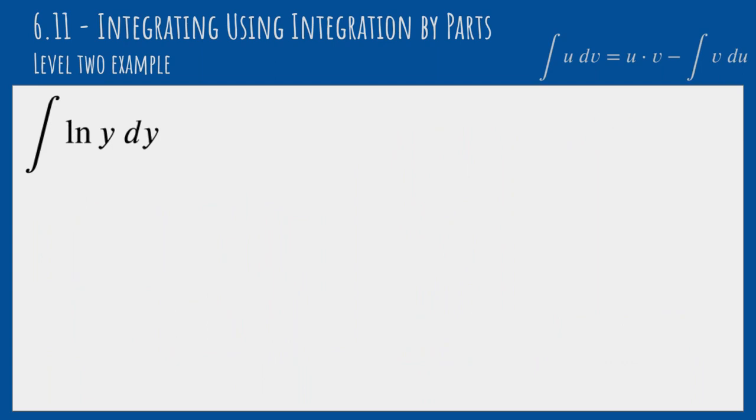Last one I want to do is the natural log. This is another antiderivative that we don't know. So I'm going to let u equal the natural log of y, and that means that dv is going to equal dy. So du is going to be 1 over y dy, and v is equal to y.